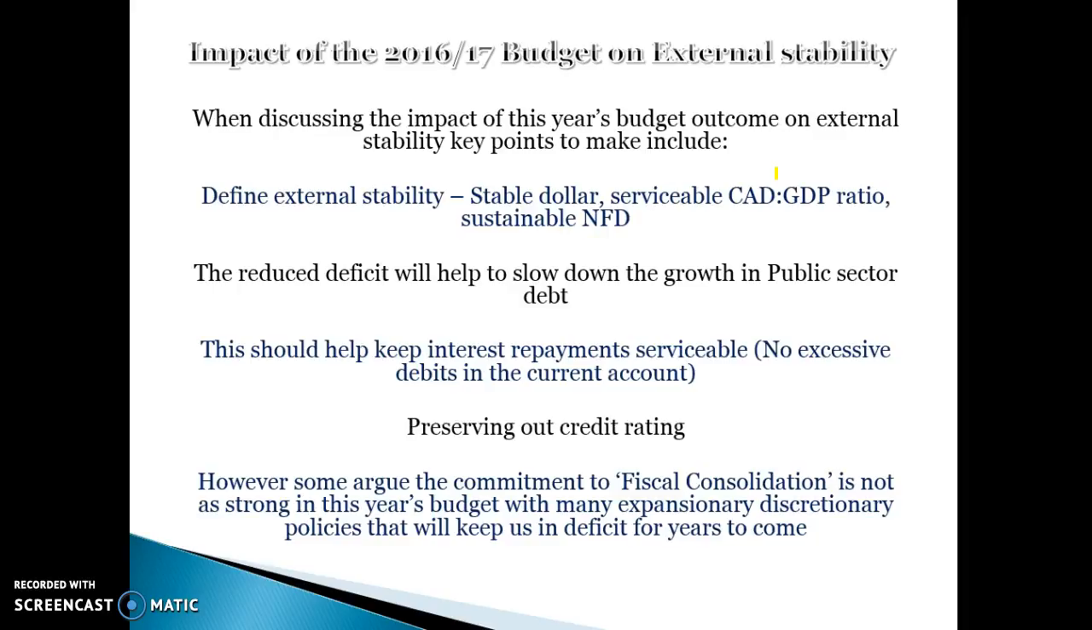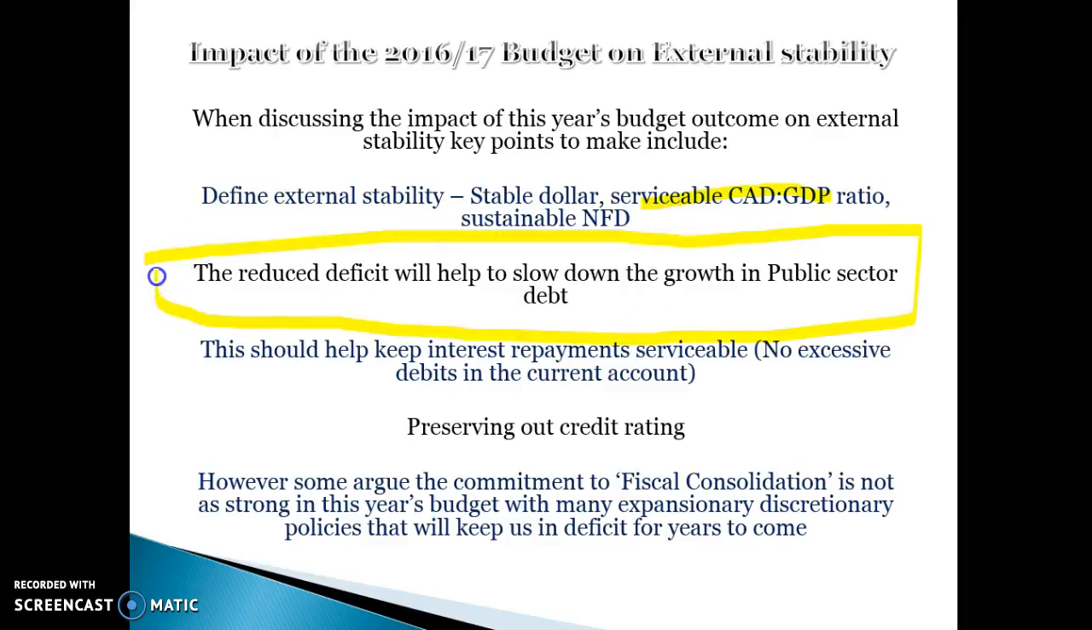The impact of the 2016-2017 budget on external stability. When discussing the impact of this year's budget on external stability, first of all, you want to be linking it to the main components of external stability, so the CAD-GDP ratio, achieving a sustainable level of net foreign debt. When you're referring to this year's budget, you would say that the reduced deficit this year is helping to slow down the growth in public sector debt. So public sector net foreign debt is still increasing because the government's still spending more than they're earning, but the lower deficit should help to reduce the growth in public sector debt.